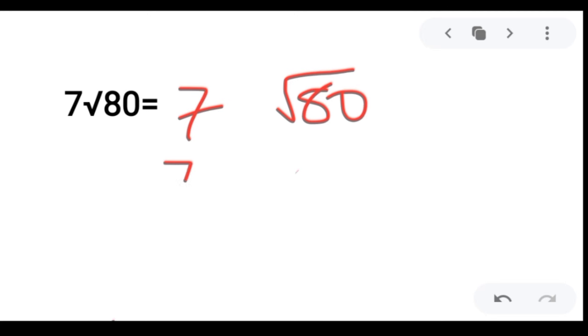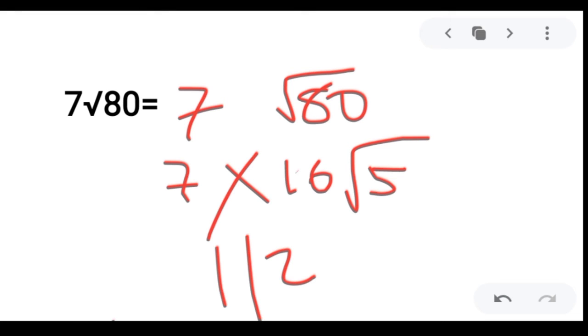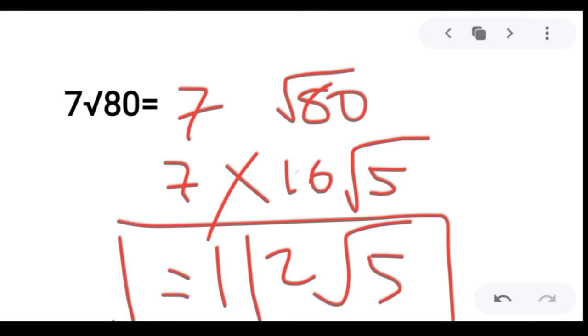Sa other given guys, ganyan naman, may number naman sa labas. Imperfect square ang 80. So, ihiwalay natin ng 7. Square root of 80. Hanap tayo ng number na perfect square na pwedeng i-multiply sa pinakamababang number para lumabas ang imperfect square. So, 16. 16 times 5 is equal to 80. So, square root of 5. Ngayon, i-multiply natin ang 7 at 16, 112 square root of 5. The answer is 112 square root of 5.